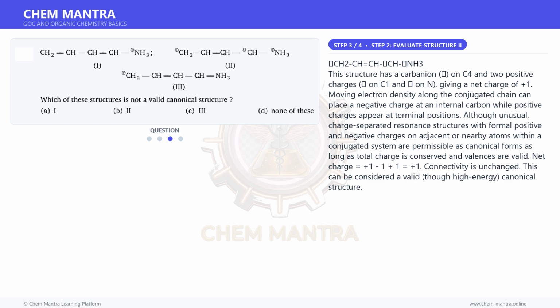Although unusual, charge-separated resonance structures with formal positive and negative charges on adjacent or nearby atoms within a conjugated system are permissible as canonical forms as long as total charge is conserved and valences are valid. Net charge is +1, 1 plus 1 equals +1. Connectivity is unchanged. This can be considered a valid, though high-energy, canonical structure.